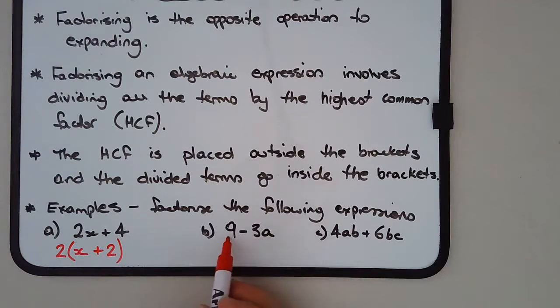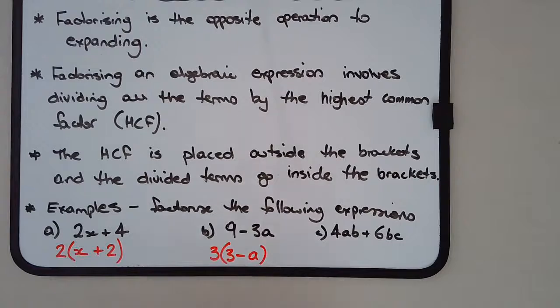Okay, so we can, in fact, divide the 9 by 3. We can also divide 3 by 3. So why don't we take out 3? That's the highest common factor. 9 divided by 3 is 3. 3a divided by 3, well, the 3 divided by 3 gives you 1, and it leaves a behind.